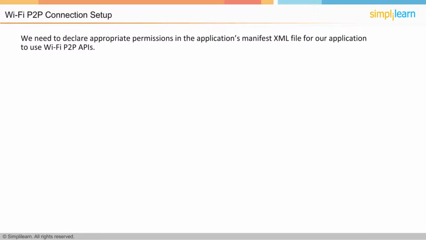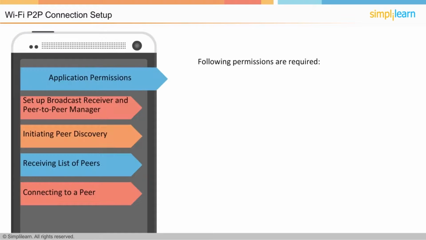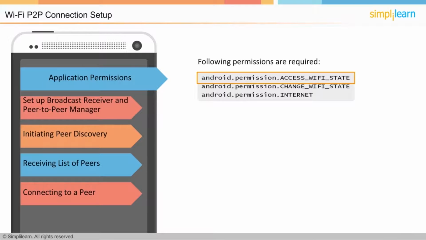We need to declare appropriate permissions in the application's manifest XML file for our application to use Wi-Fi P2P APIs. The following permissions are required. android.permission.ACCESS_WIFI_STATE. android.permission.CHANGE_WIFI_STATE. android.permission.INTERNET. Although P2P does not require an internet connection, it still uses Java sockets, which require internet permission.